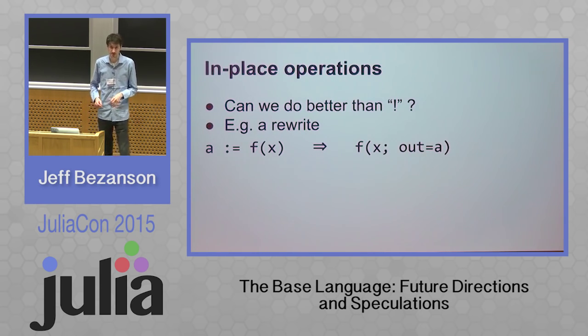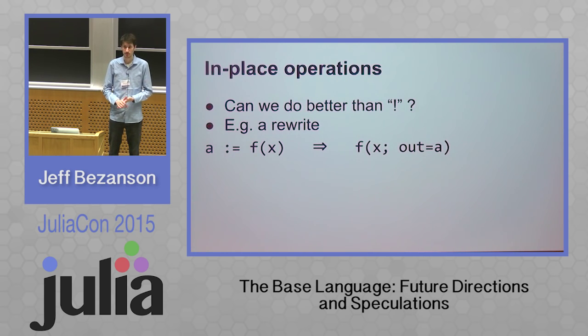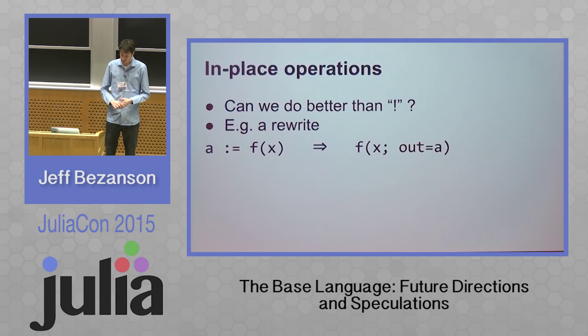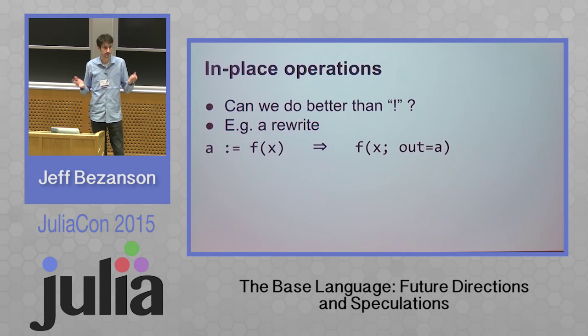In-place operations are pretty popular among people who like super high performance. We just have a convention right now: if you have a function with an exclamation point, then it's an in-place function. It overwrites input. Can we do any better than just a spelling convention?